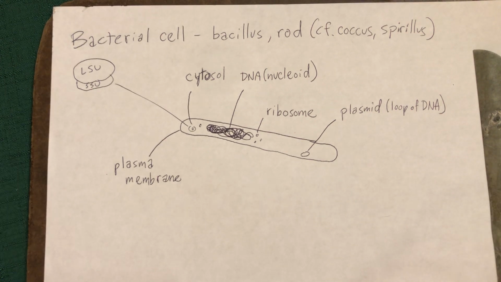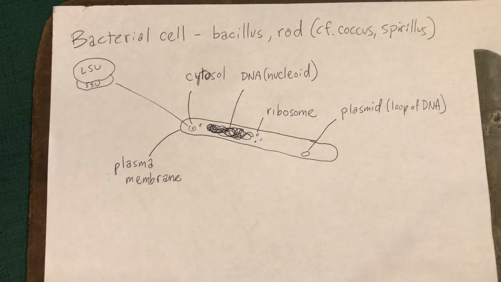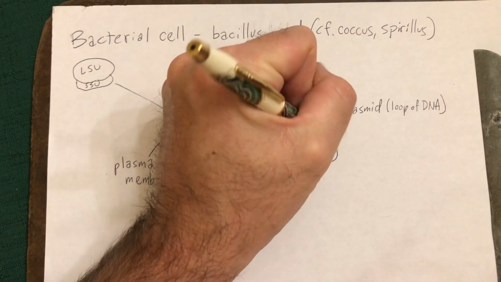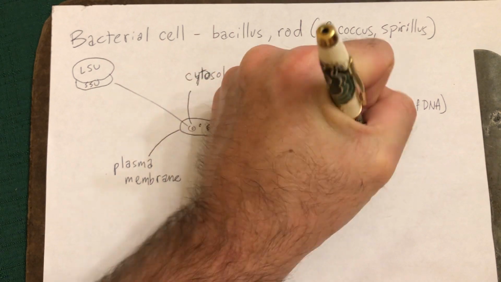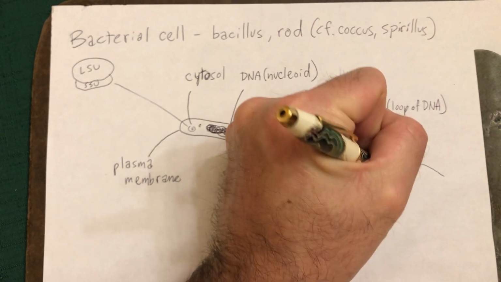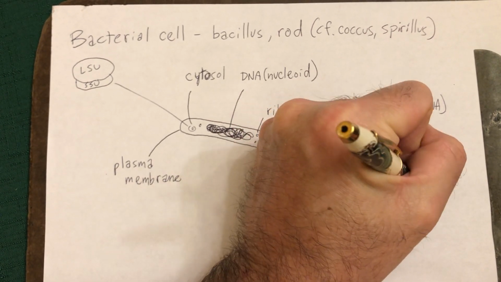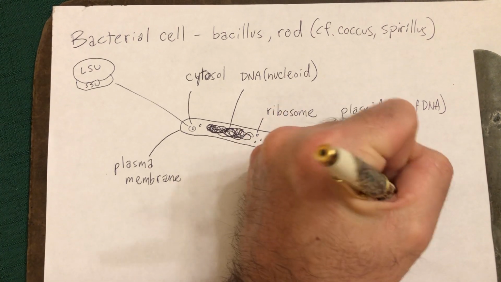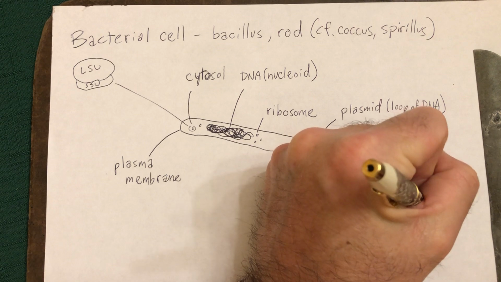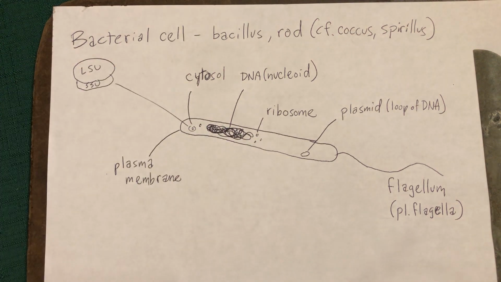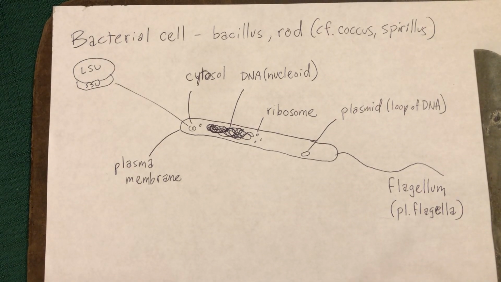Okay, so that's most of the inside stuff. Fairly simple. No membrane-bound organelles, no mitochondria, no chloroplasts. I'm going to go ahead and draw for you now one single flagellum. One single flagellum. If we had more than one flagellum, we'd have the plural of one flagellum, our flagella, because it does come to us from a Latin word. So one flagellum, two flagella.